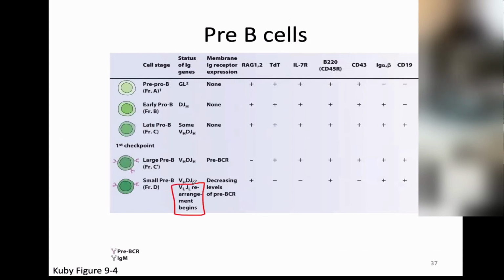And so now we're going to start the VJ rearrangement on the light chain. So we've tested the heavy chain. We got a signal that said you made a good heavy chain. The cell lived, the cell divided. And now the cell, all of these progeny are going to turn RAG back on and start making light chain by doing the VJ rearrangement of the light chain.